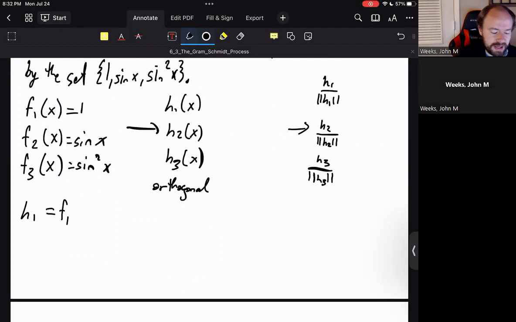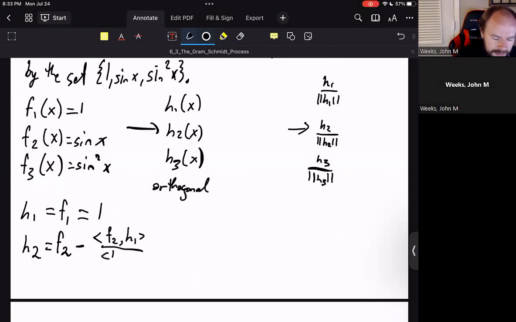No need to change anything there. We're just going to make h1 equal to the function 1. Now let's take a look at f2, okay? h2 is going to be f2 minus something else. It's going to be taking f2 and subtracting away something. What is it subtracting away? Well, we know that this is going to be the inner product of f2 with h1 divided by the inner product of h1 with itself. So this is that projection onto the function h1 times h1. So there is that projection here.